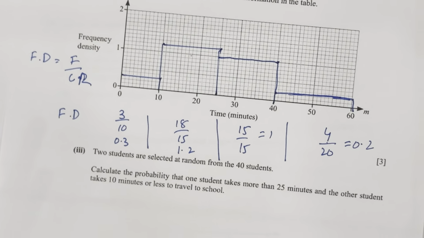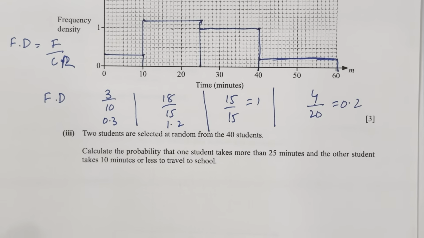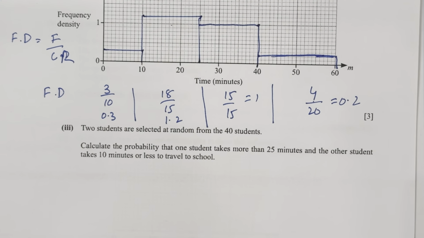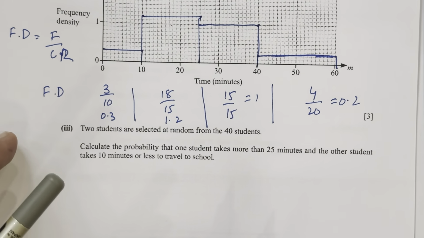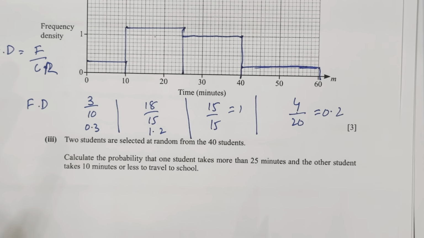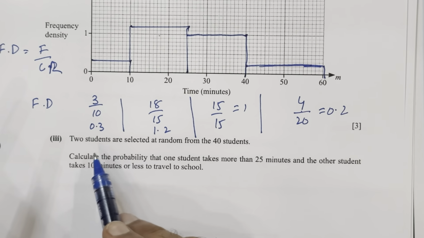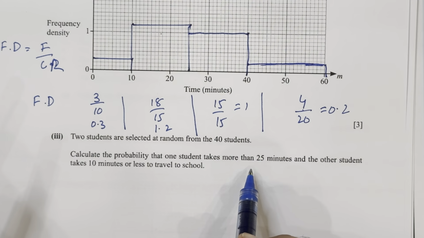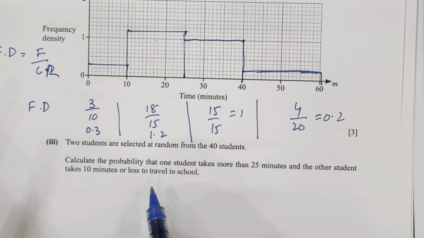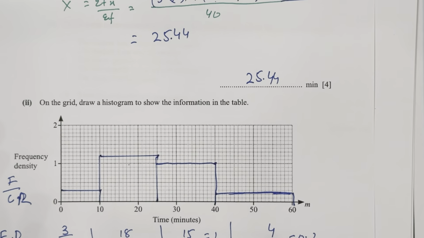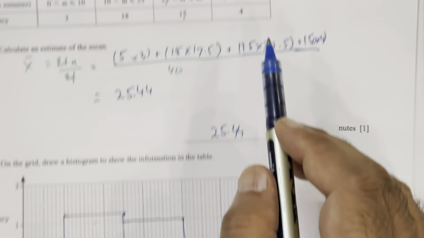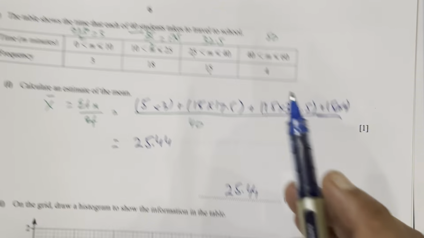Next is: 2 students are selected at random from 40 students. Calculate the probability that one student takes more than 25 minutes, and the other student takes 10 minutes or less to travel to school. We need the probability that one student takes more than 25, and more than 25 should have the frequency of 15 plus 4, so it should be 19.